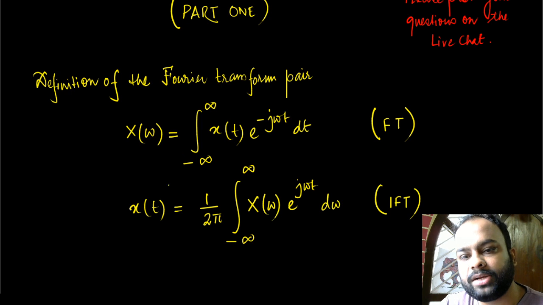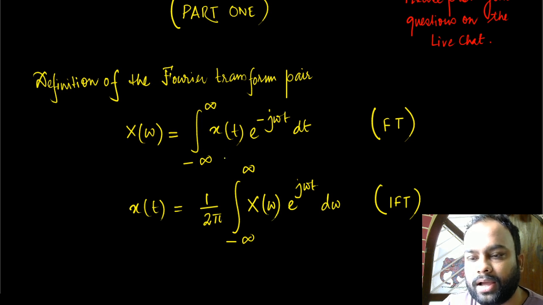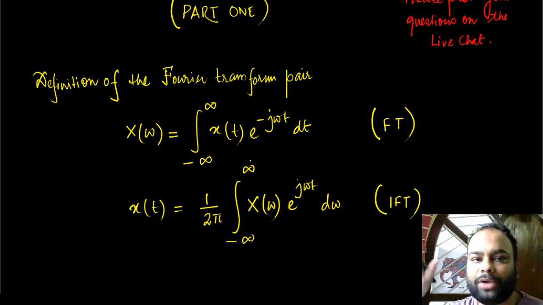But this is the definition we use for our Fourier transform pair. I am telling you this at the beginning simply to have a reference point on which we are going to calculate everything. All of the properties that we are going to derive today and for the next 1 or 2 classes will be based on this.